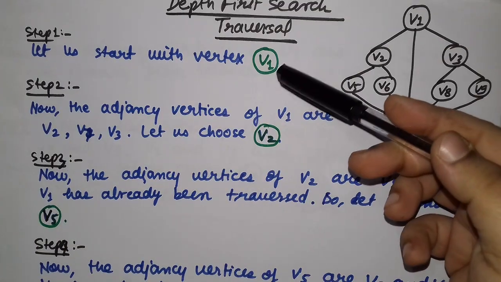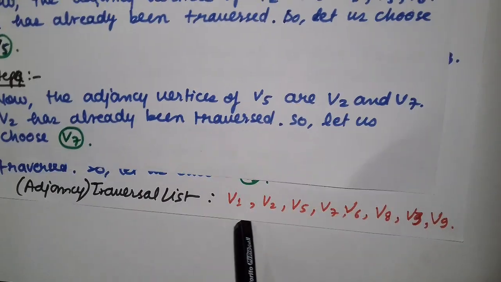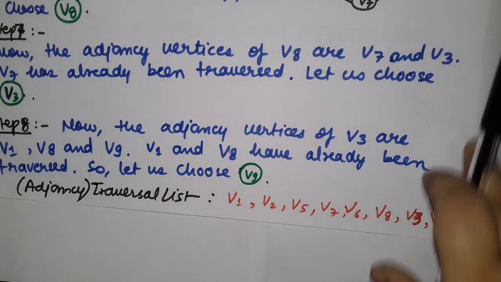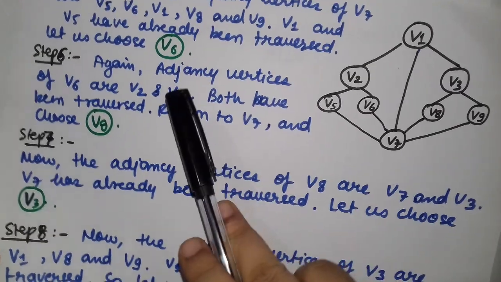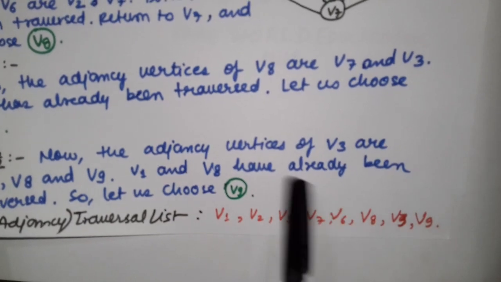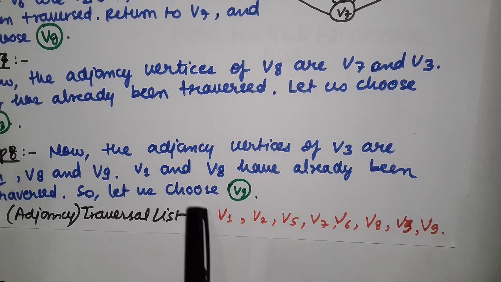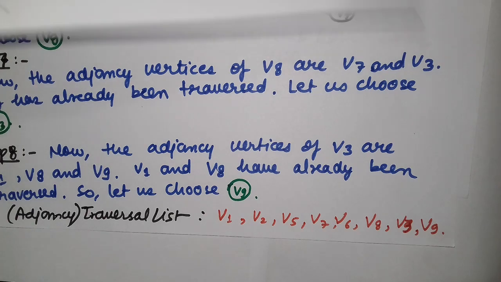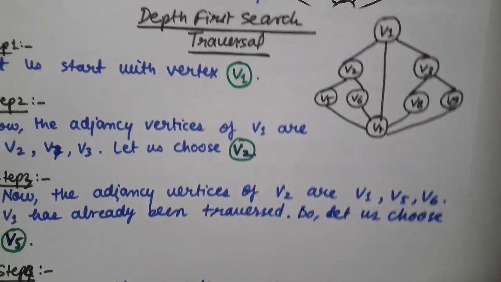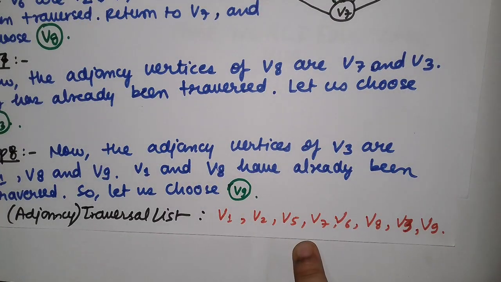As we chose, first of all we chose V1, then V2, then V5, then V7, and then after that we chose V6, V8, V3, and finally we chose V9. So here is the list of the vertices, or we can say the depth first search traversal list. As we were studying depth first search traversal, the list we got right now is the depth first search traversal list.